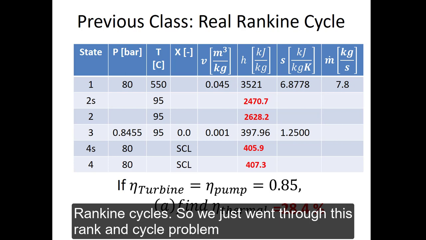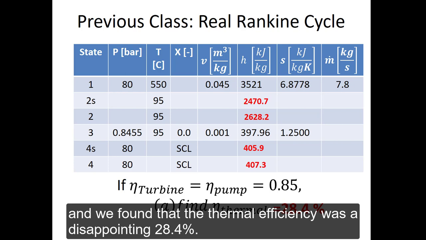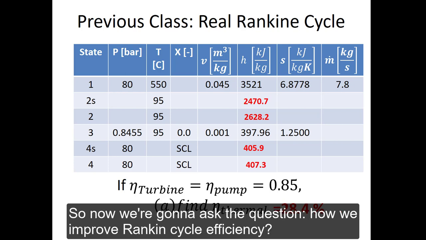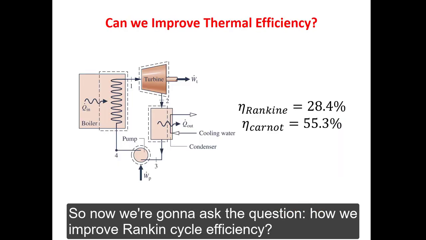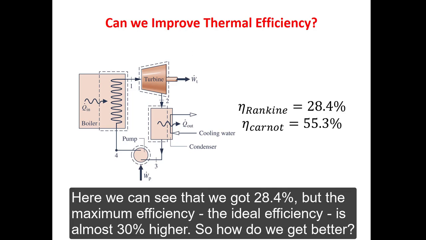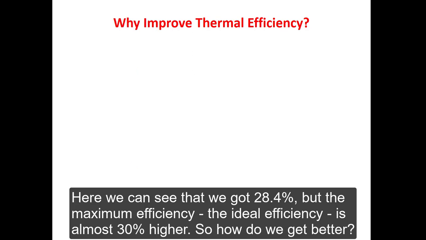So we just went through this Rankine cycle problem and we found that the thermal efficiency was a disappointing 28.4%. So now we're going to ask the question, how do we improve Rankine cycle efficiency? Here we can see that we got 28.4%, but the maximum efficiency, the ideal efficiency, is almost 30% higher. So how do we get better?